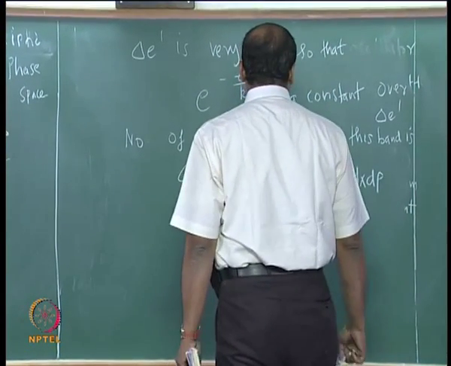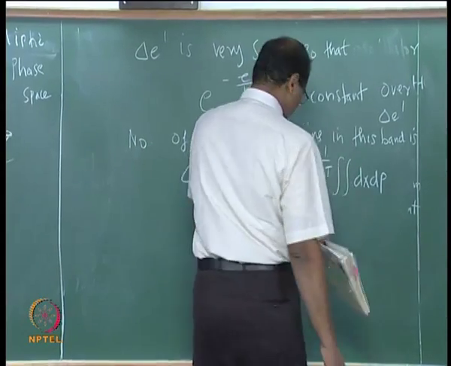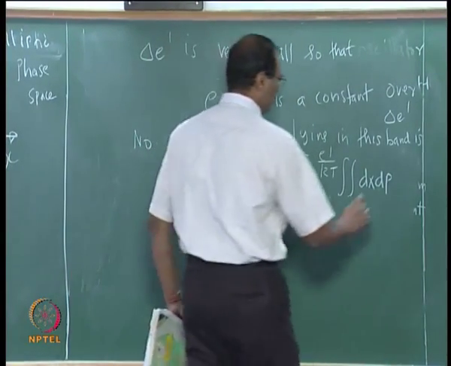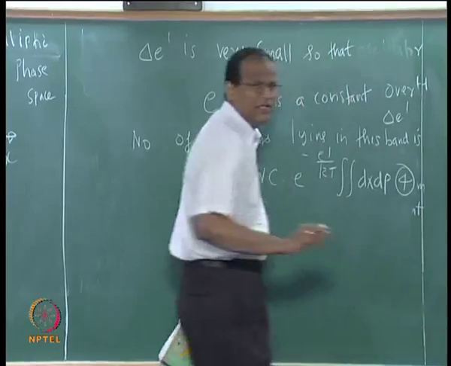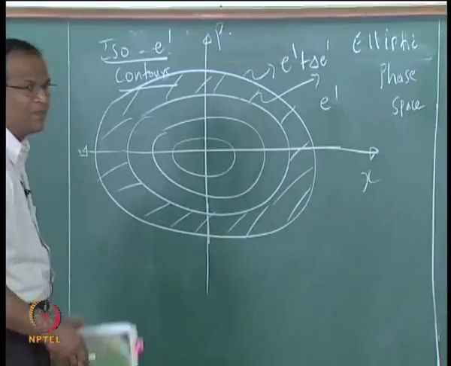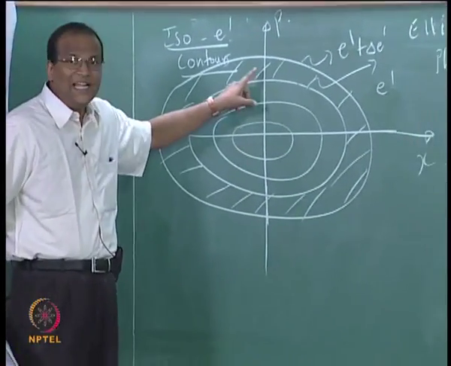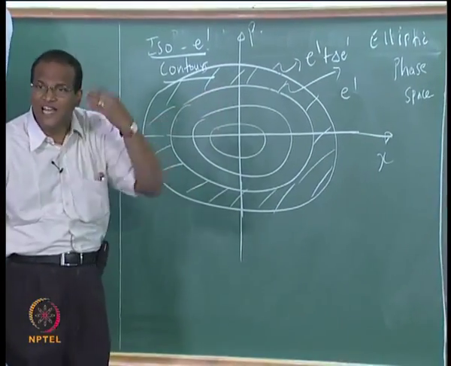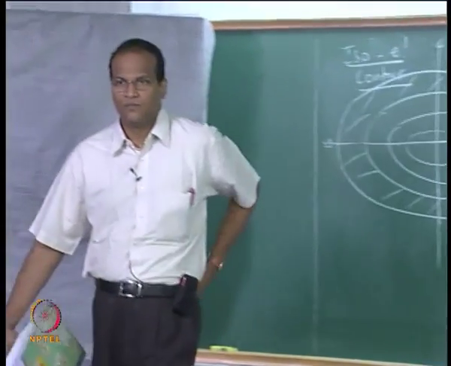What is the equation number? 4, very good, okay. So far it is very clear, isn't it? So you have to double integrate with respect to dx dp. What is this dx dp? It is the area of the slice of the ellipse.